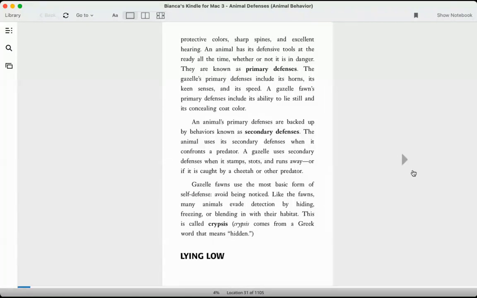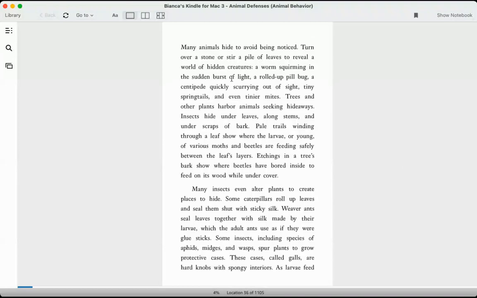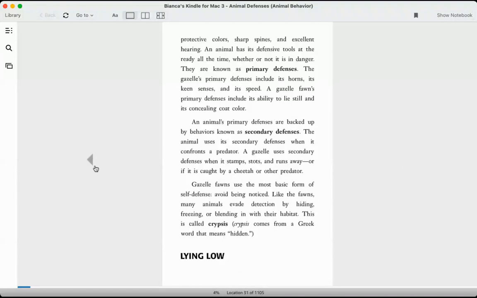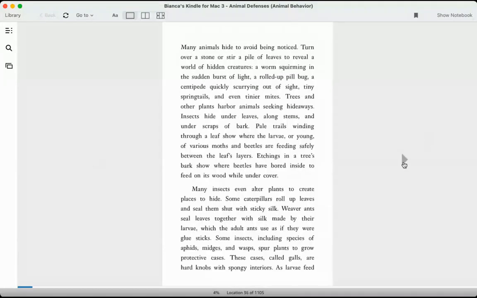Laying low. Oh, this Miku has such a problem with that word. This is another way that animals protect themselves, right?